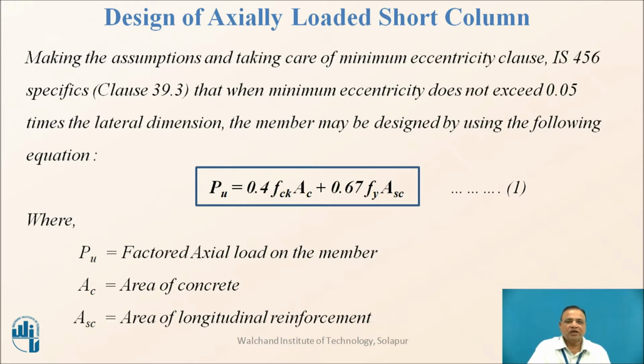The axially loaded short column. A short column is one in which the unsupported length in x direction divided by least lateral dimension b, and the unsupported length in y direction divided by least lateral dimension of the column d, the ratios are less than 12. So Lx by b and Ly by d are less than 12. That is called a short column.